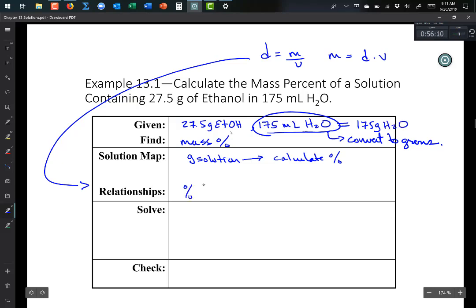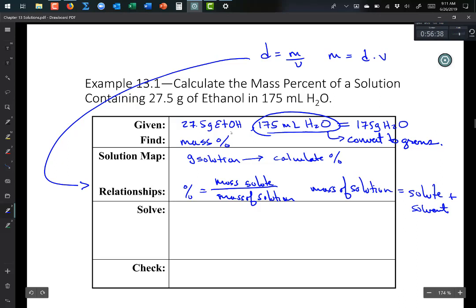This is 175 grams of water. And then the percent is mass of solute divided by mass of solution. And the other thing to know is that the mass of solution equals solute plus solvent. So my solution mass will be 27.5 grams plus 175 grams. So that comes out to 202.5, I think. Yeah.